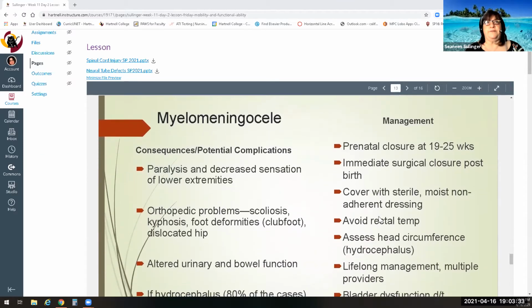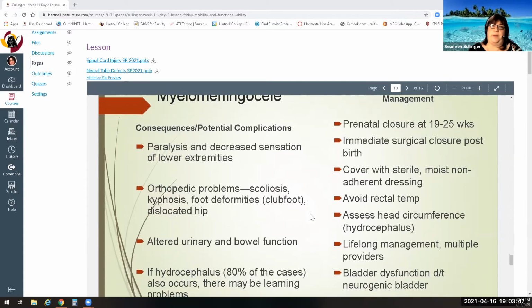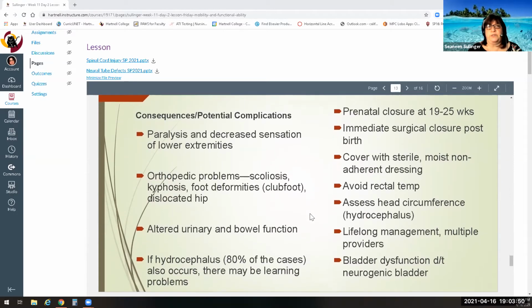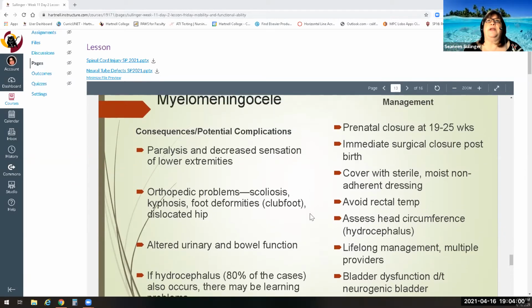Because you have that lower part of the spinal cord there, you can get paralysis and decreased sensation in the lower extremities. You can get hip problems, foot problems, definitely altered urinary and bowel function. And most of the time, 80%, there's hydrocephalus. Emily was telling us that even on Grey's Anatomy, thank goodness, they were talking about shunting the fluid out of the brain.